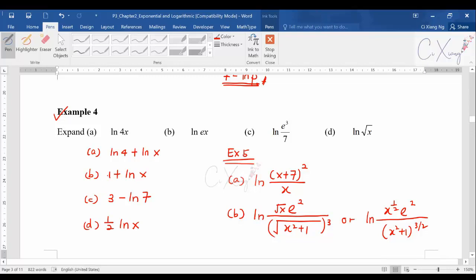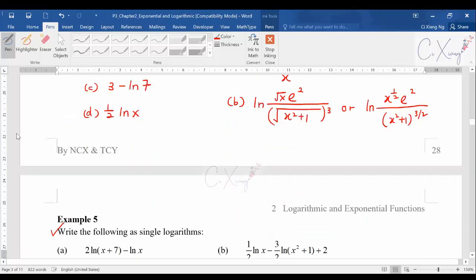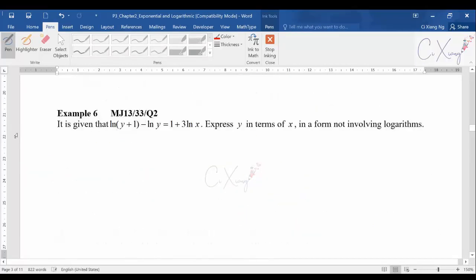You have to practice it yourself, because I already explained in detail in the previous video how to combine and how to expand. Now you have to practice and see whether you understand all the rules or not, especially for those who have no background in the log function. If you are from an SPM background, I think there should be no problem for you to do all this. Then now we have a look at example 6.